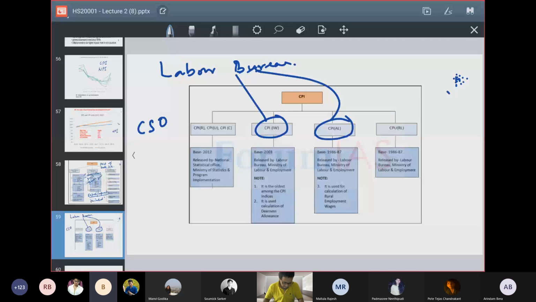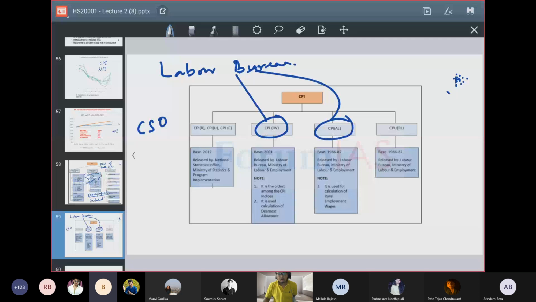Since we have various indices and they yield different rates of inflation, then the natural question arises, which index is most relevant for a particular purpose? The answer to this depends on various factors. Because the prices of various items do not always change in the same direction.